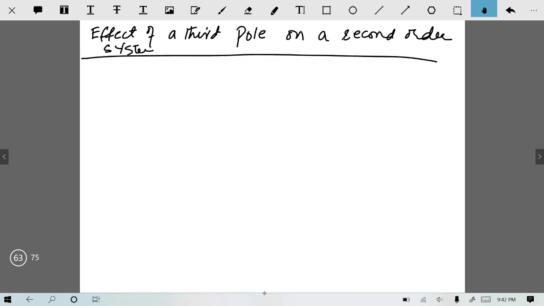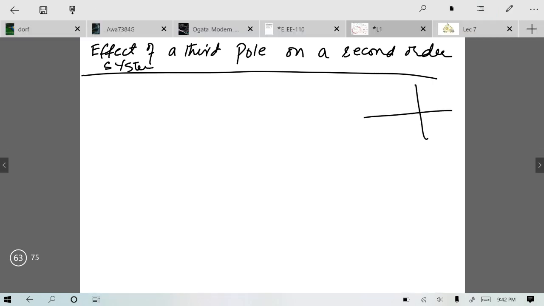Pictorially, if I would try to explain it quickly, for example, you have two poles. One is this, one is this. This is minus 1 plus j omega. This is s, this is j omega. In the S domain, this is minus 1 plus j omega, and this is minus 1 minus j omega. These are the two poles, and obviously there are two poles, so the system is a second order system because the characteristic equation would be in S square.